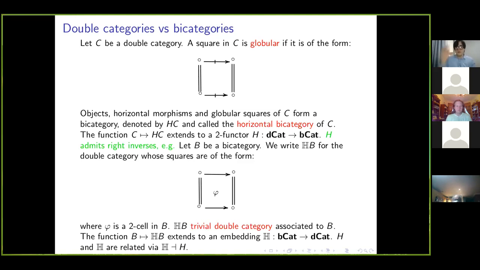So this might not make a lot of sense after my definition of bicategory, but suppose B is a bicategory, then we can consider B as a double category just by taking all the squares being globular. So there's an embedding, which you write as bold H, from bicategories to double categories. And this horizontalization two functor and this embedding from bicategories to double categories are related via this adjunction here.